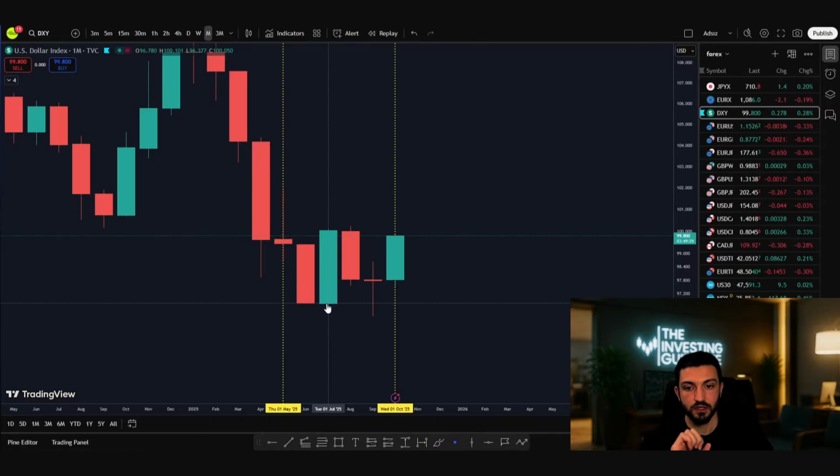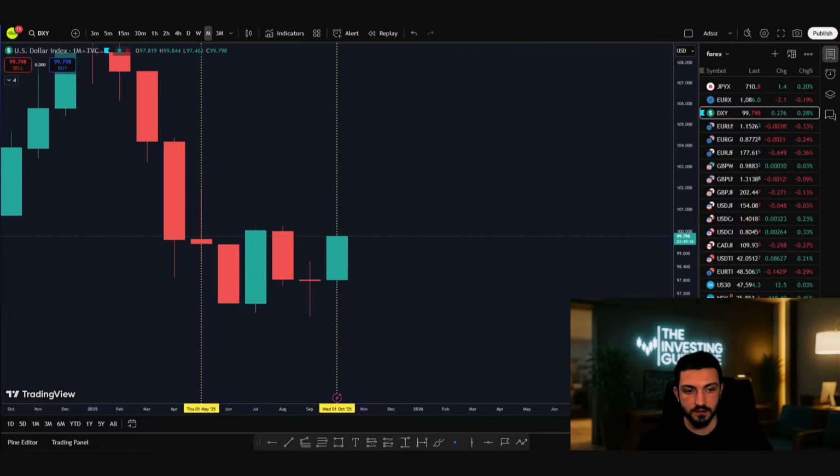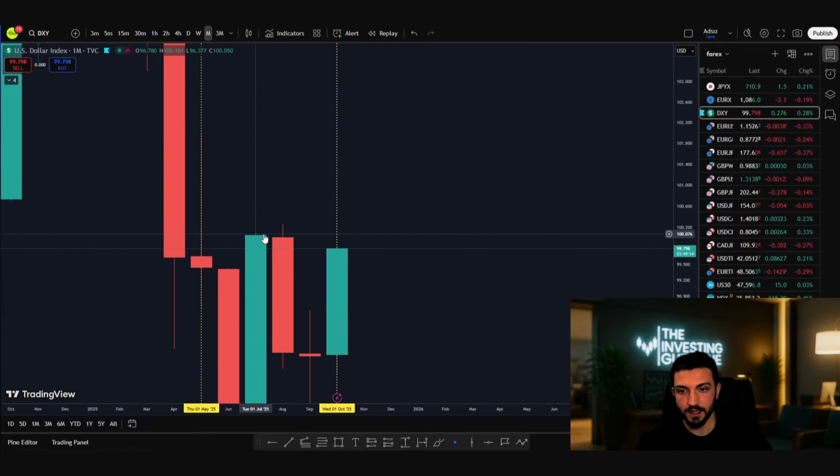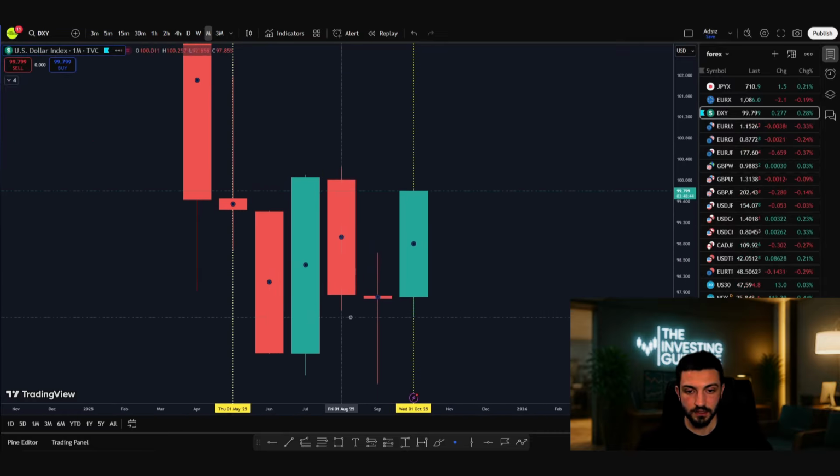For example, here, July opened right here, traded down as you can see from the wick, then went up, and there is a small wick right here, traded a little bit above and came down and closed the trading right here. And the next month opened right here, traded above, then came down, moved a little bit further, as you can see from this wick, and closed right here.